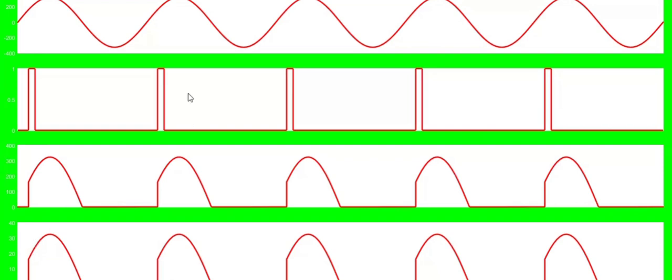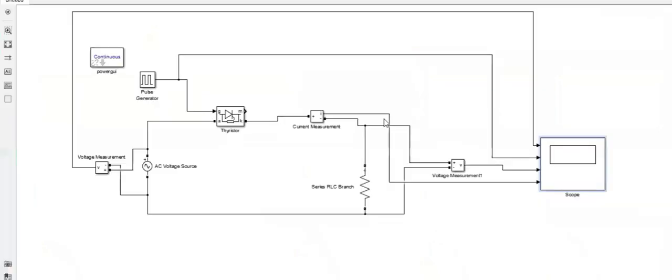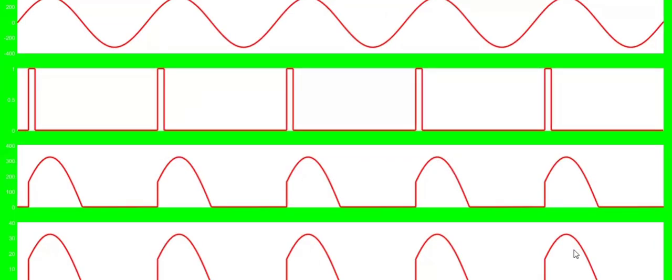The same waveform which I have explained to you, this is the MATLAB simulation. This is the circuit and this is the scope. I have given the input voltage here, then the gate pulse, output voltage, output current, everything. I hope it's clear for everybody. So that's all. This is the waveform. Thank you.